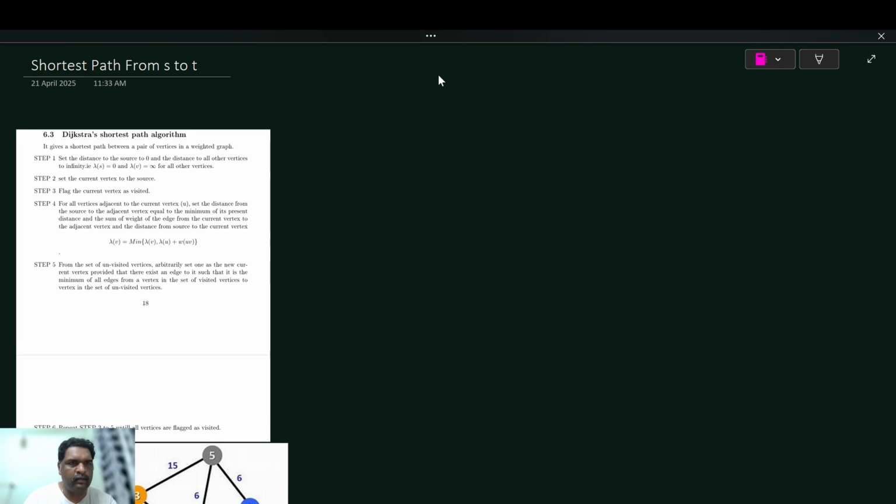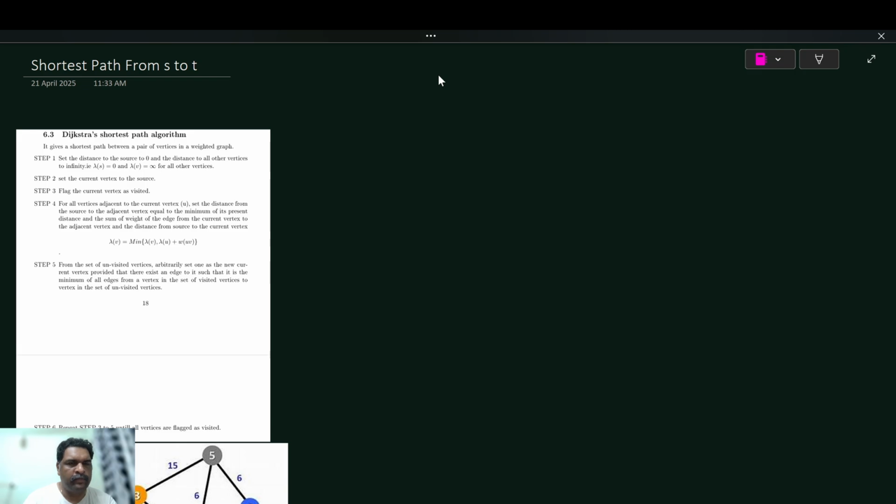So in our step one, we assign a function, say lambda, and set the value of lambda of s equal to 0 and lambda of v equal to infinity for all other vertices. That's our step one. Then we set a current vertex, and in step two, we set the source as the current vertex. Step 3, we flag the current vertex as visited. So we flag the vertices which are being visited.